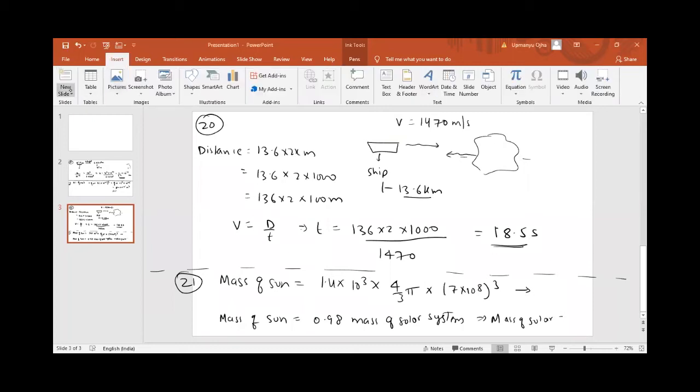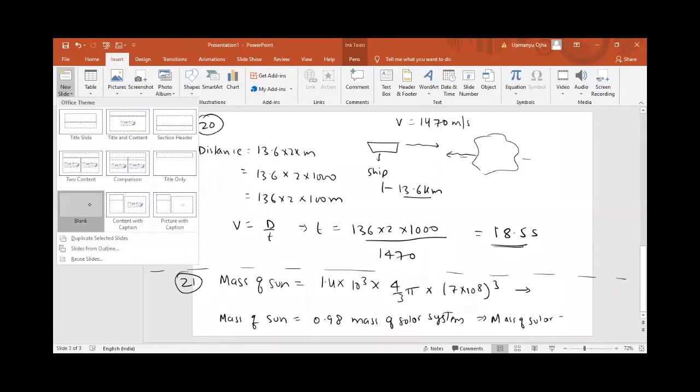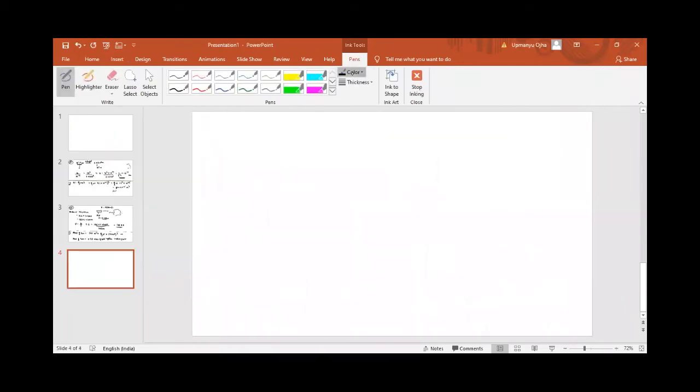Question number 19, you all are telling me. Okay, so first of all, do question number 19 now. Question number 19. The CN 1006 was a supernova explosion seen.